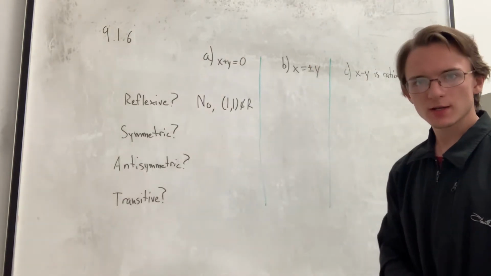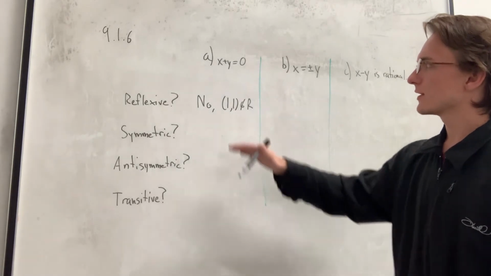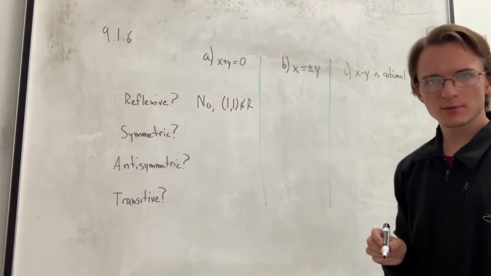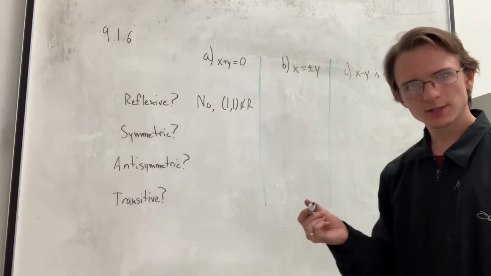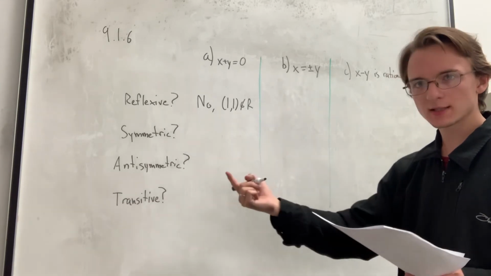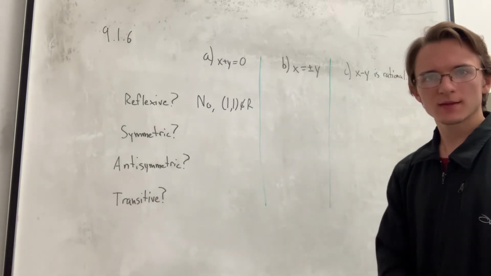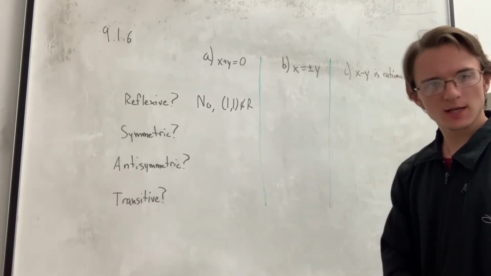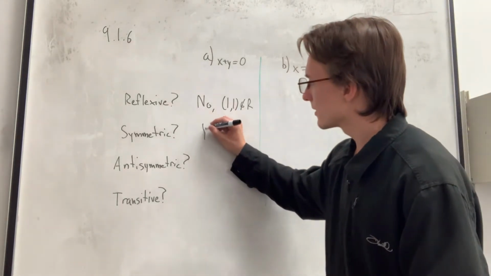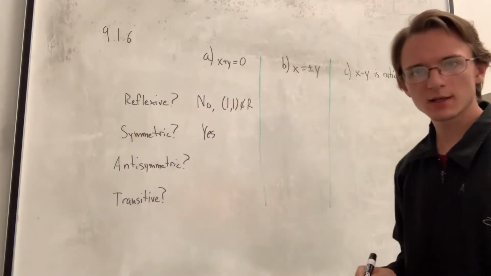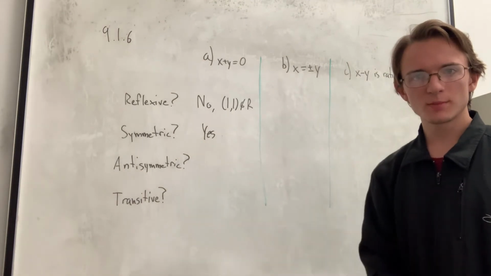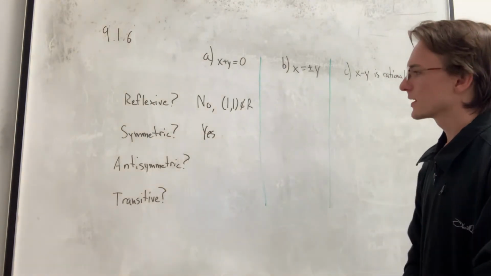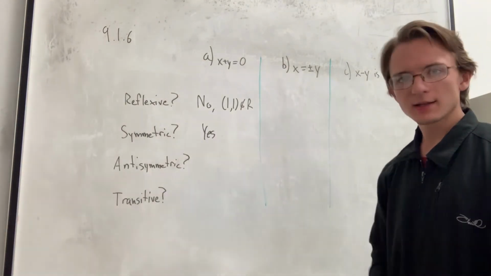Is it symmetric? That is to say that if x plus y is 0, then is y plus x equal to 0? All we're doing is replacing the x and the y with each other. And the answer is yes, right? It is symmetric because addition is commutative. You can flip the two numbers and it's still the same thing. Okay, is it anti-symmetric?